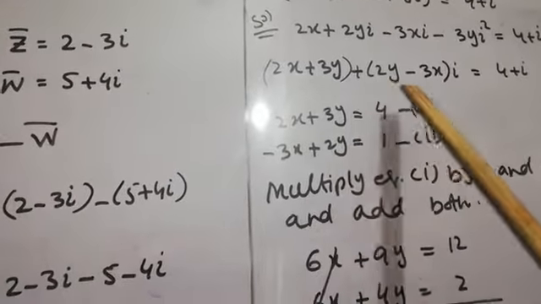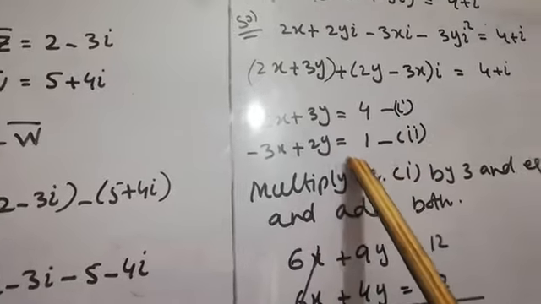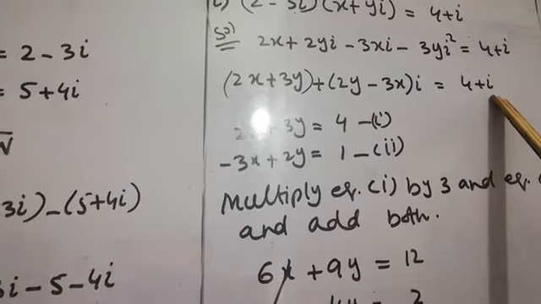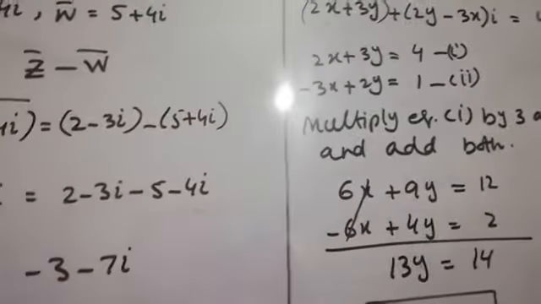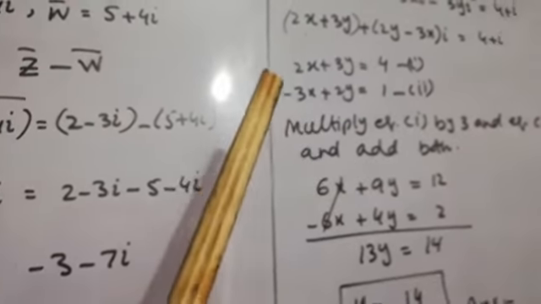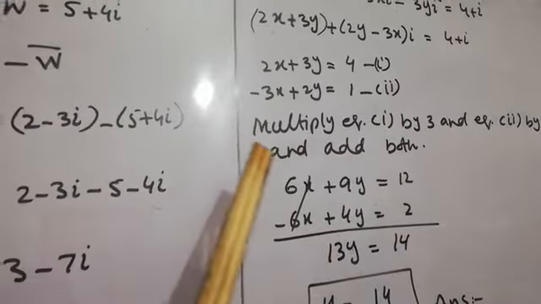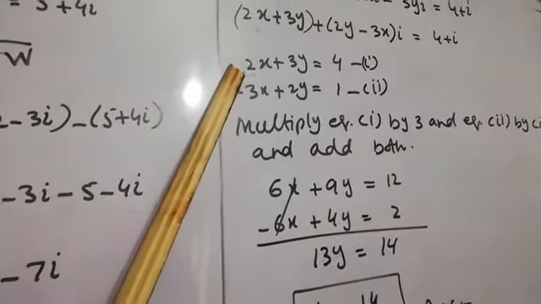It can be written as minus 3x plus 2y equals 1, since the imaginary part of iota is 1. Now we will compare these two equations that you can observe. See that this is 2x and this is minus 3x. Now we will go for the elimination of any one variable.